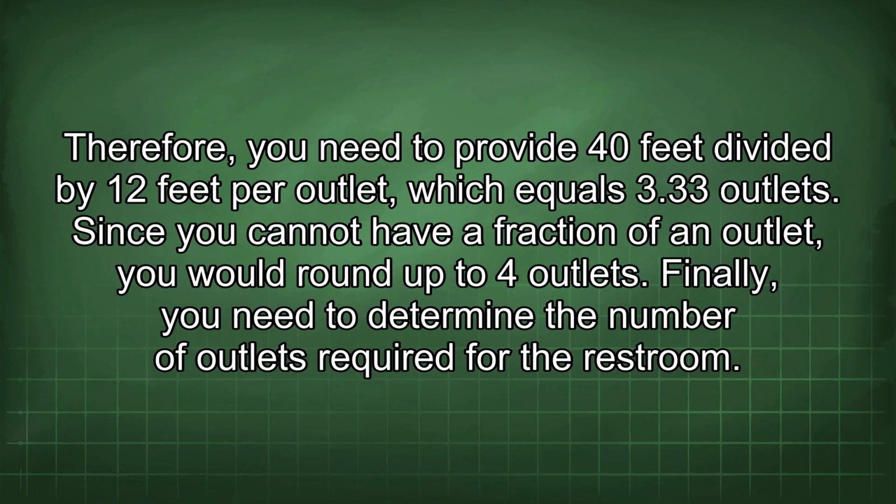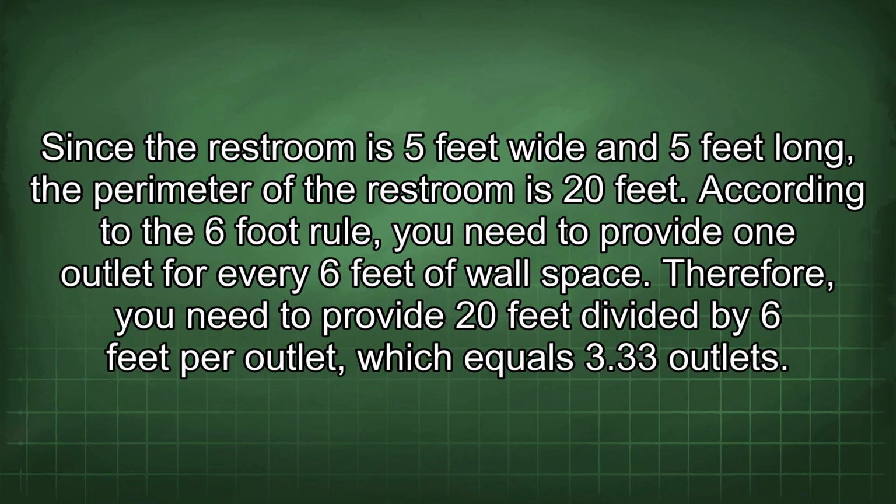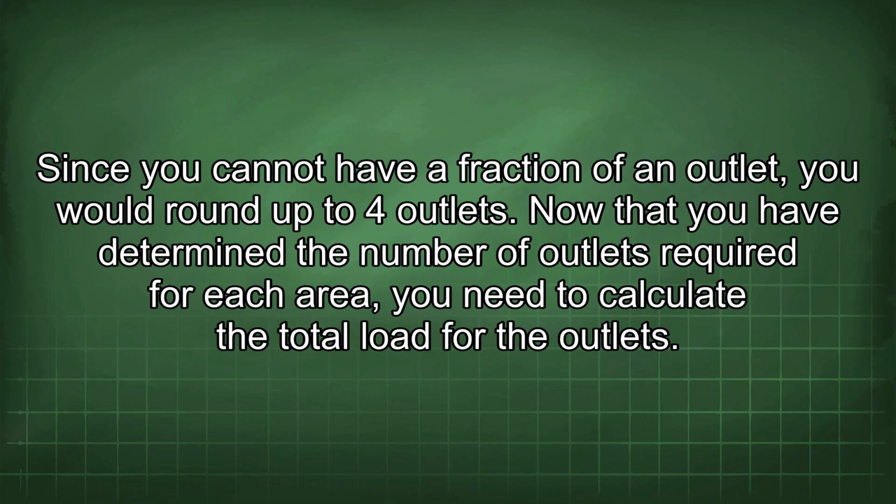Finally, you need to determine the number of outlets required for the restroom. Since the restroom is 5 feet wide and 5 feet long, the perimeter of the restroom is 20 feet. According to the 6-foot rule, you need to provide one outlet for every 6 feet of wall space. Therefore, you need to provide 20 feet divided by 6 feet per outlet, which equals 3.33 outlets. Since you cannot have a fraction of an outlet, you would round up to 4 outlets.